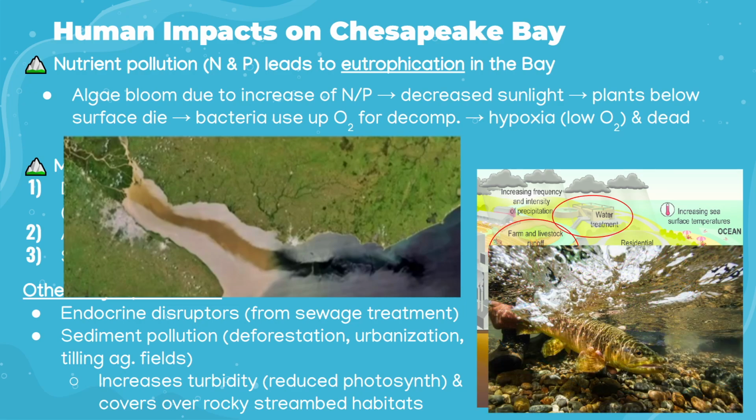This is a great example of a stream bottom here that is not impacted by sediment pollution. You can see how there are all these little crevices underneath these rocks where tiny crustaceans or other macroinvertebrates will live. But with a lot of sediment pollution, those habitats can basically be covered over by all of these sediments coming in.